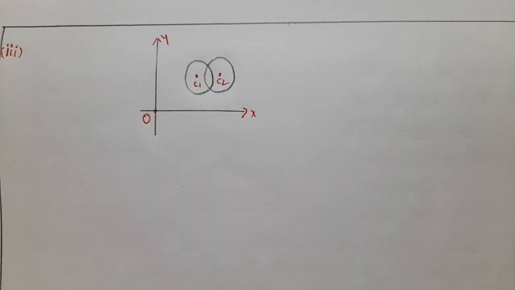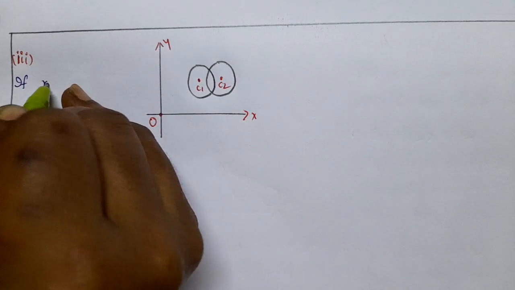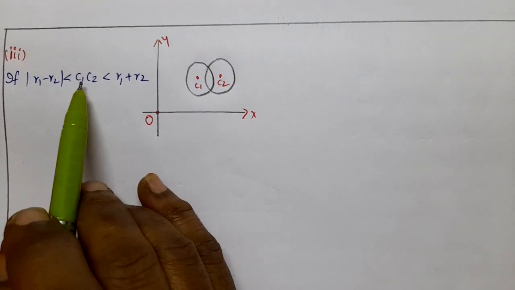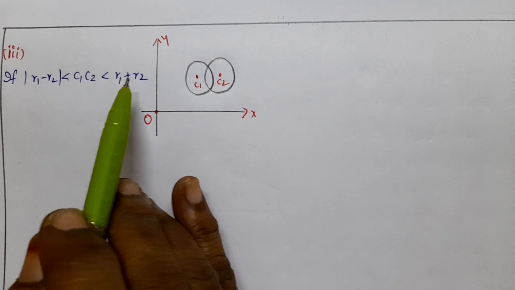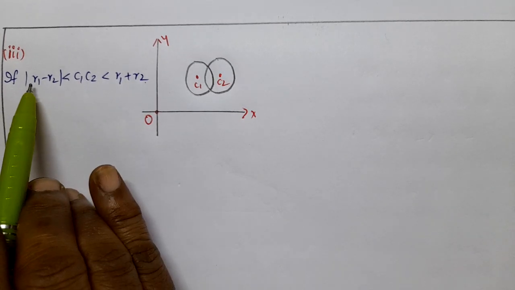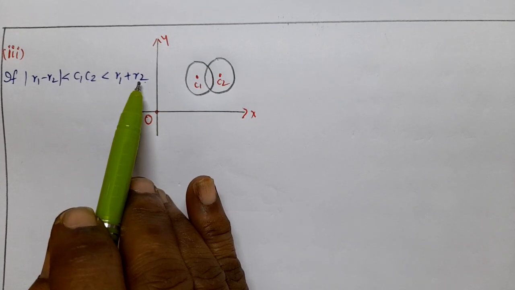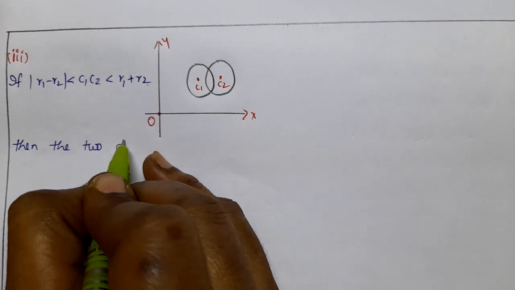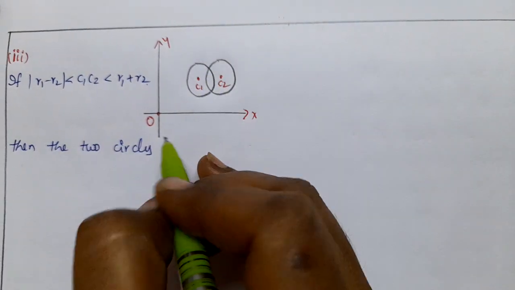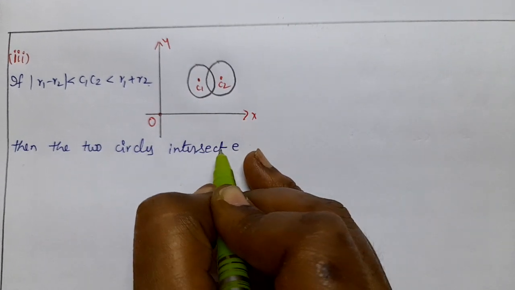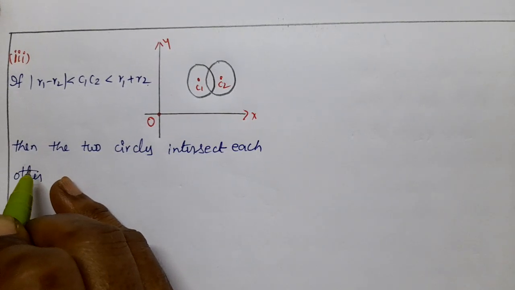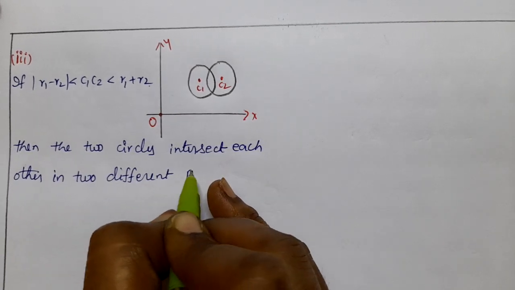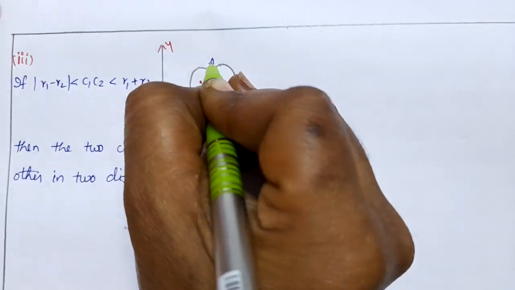Next, third position. If modulus of R1 minus R2 is less than C1C2 is less than R1 plus R2, that is, the distance between the centers lies between modulus of R1 minus R2 and R1 plus R2, then the two circles intersect each other in two different points.